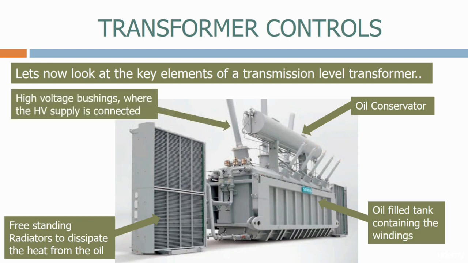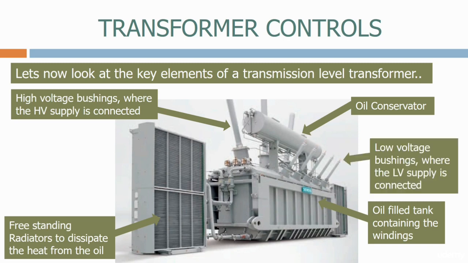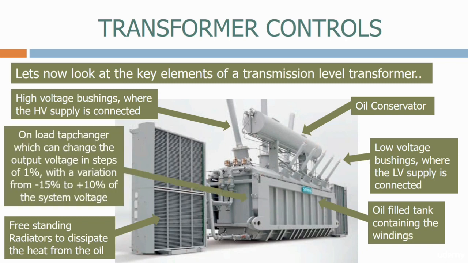We have the high voltage bushings, where the HV supply is connected. We have the low voltage bushings, where the LV supply is connected. And finally, we have an on-load tap changer, which can change the output voltage in steps of 1%, with a typical range of -15% to +10% of the system voltage.